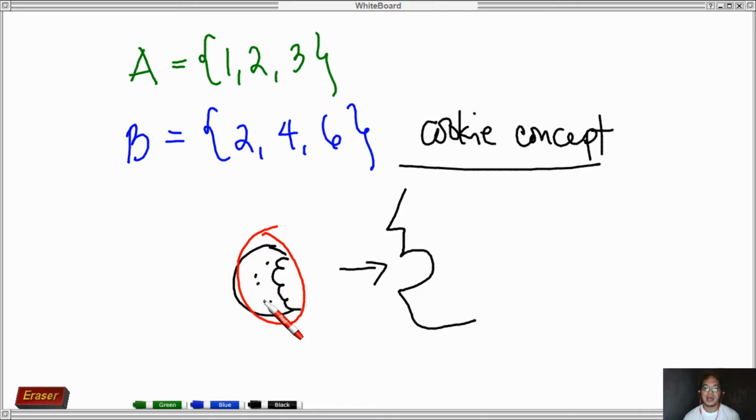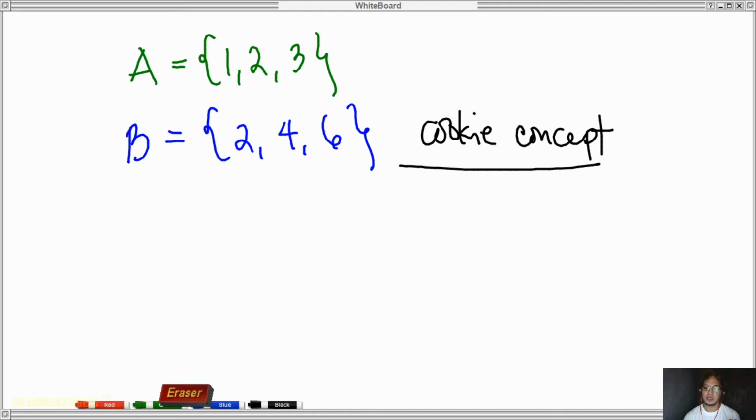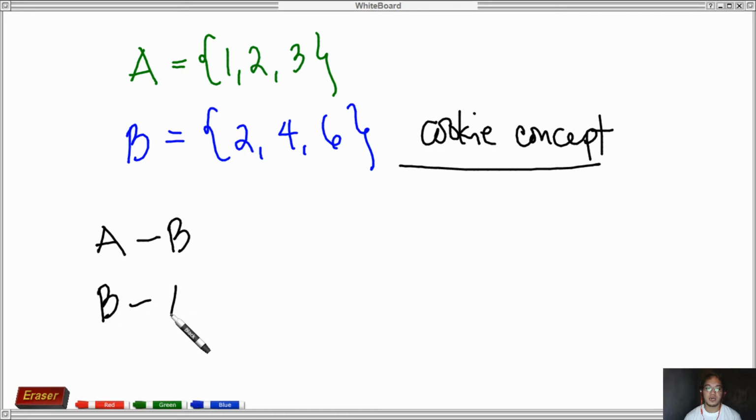Since we call it the cookie concept, this time there are two. The difference of A and B, A to B, and the difference of B to A are different. They are not the same. Why? Because you take note of what is written first, whichever is written first.